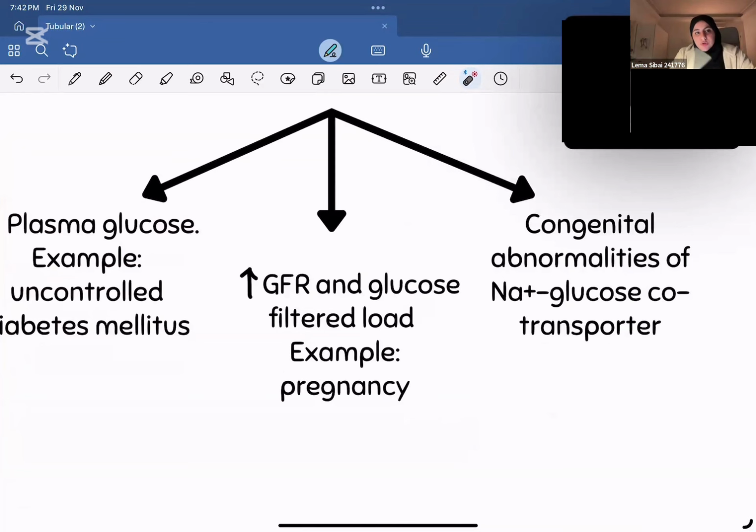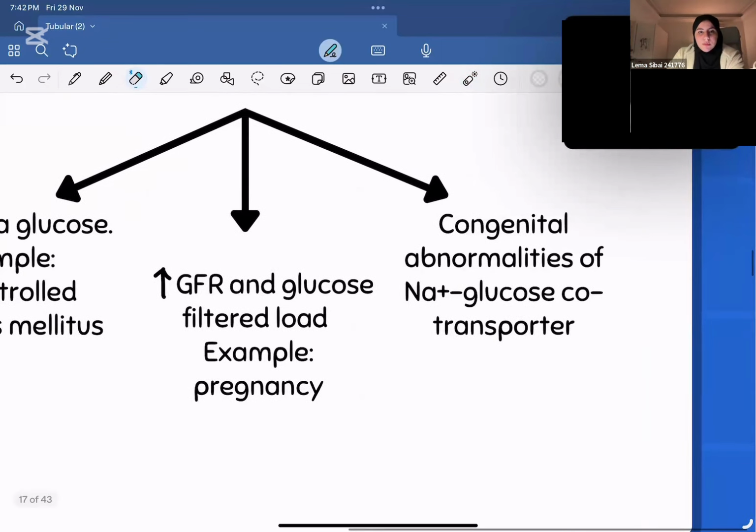Another reason why you'd have glucose in your urine is if you have a large GFR to begin with. If you have lots of plasma being filtered anyway, it doesn't have to be a large amount of glucose, it could just be a large amount of plasma. An example of this is pregnant women, because their arteries and vessels vasodilate, so you have a large amount of plasma going through them.